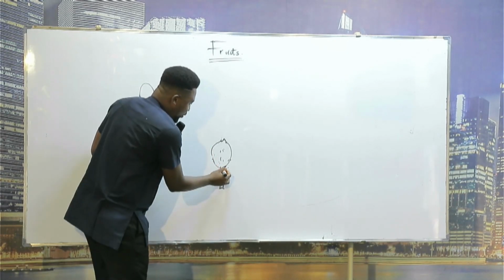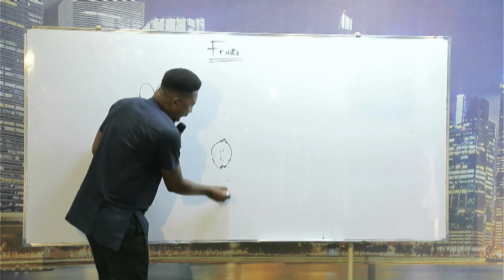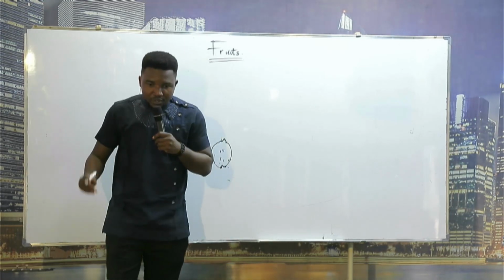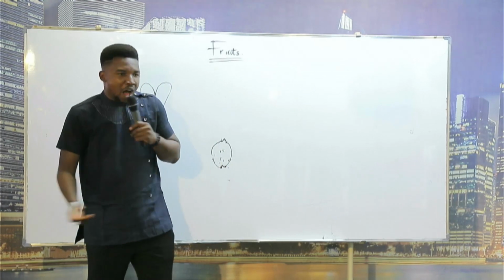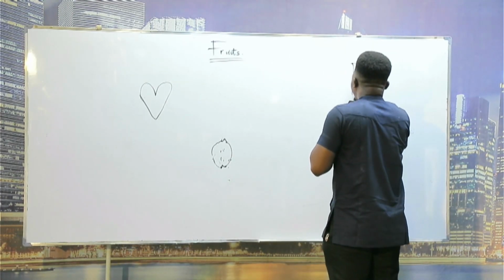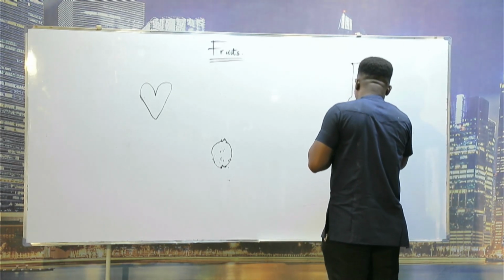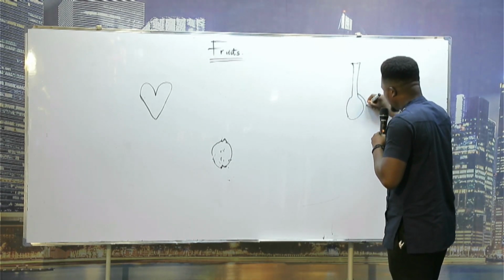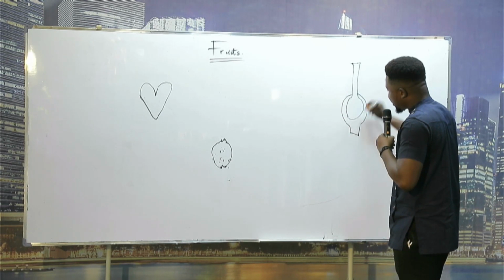So now, when you remove it, you are going to have how many scars? Two scars. One from the flower stalk, the next one from the remains of the style. Do you see how it is formed? But there are some that are born from an inferior ovary. You know what an inferior ovary means now? An inferior ovary is an ovary that the other floral parts sit above, right?